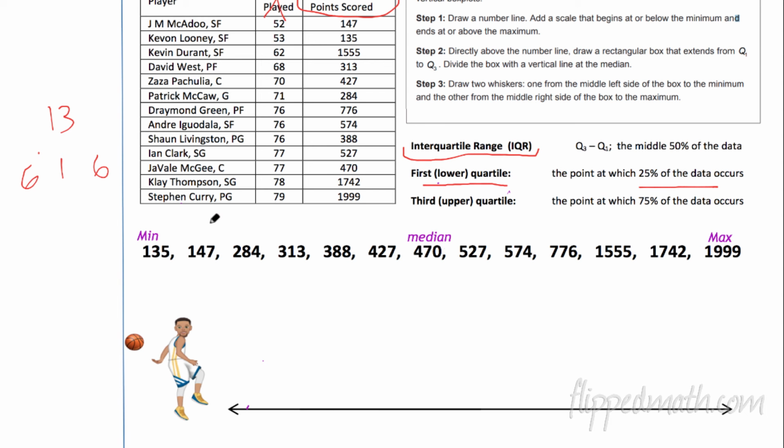Now, to find that, it's pretty simple. The median finds 50%. So we just need to find the median of the first half here. So there are 1, 2, 3, 4, 5, 6 different numbers to find the median. There is no number in the middle. It would come right here. So we add these up and divide by 2.